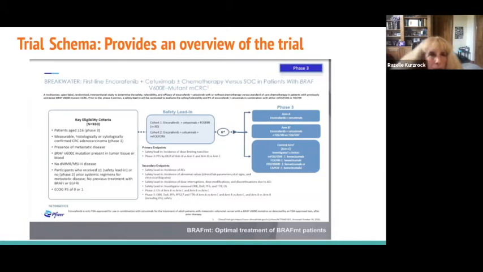So they are also looking at encorafenib, that BRAF inhibitor, but they're giving it just with cetuximab, which is the EGFR inhibitor that will impede the feedback loop that comes when you try to cut off the BRAF. And then they're looking at it with and without chemotherapy. And so there's different arms.